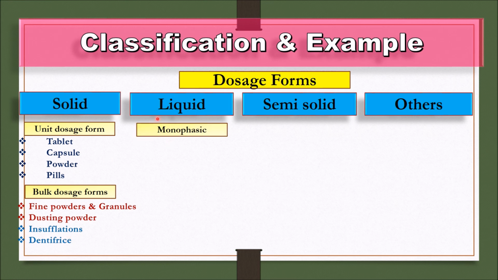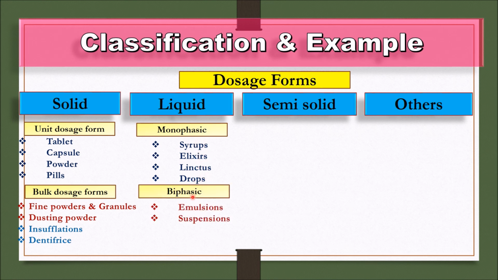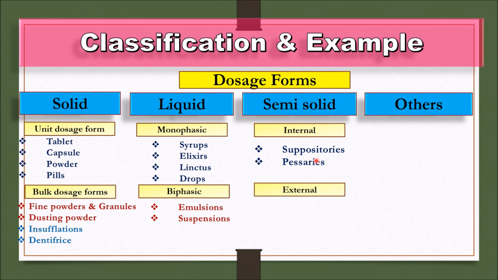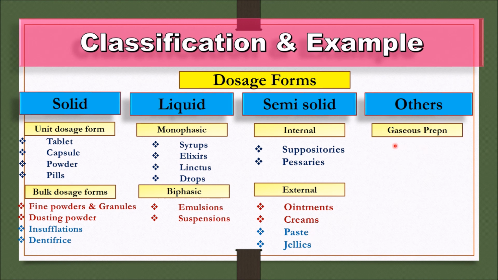In liquid dosage form, we have monophasic liquid dosage forms, in which we have syrups, elixirs, linctus and drops, and in biphasic liquid dosage forms we have emulsions and suspensions. In semi-solid dosage form, we have those meant for internal use, in which we have suppositories and pessaries. For external semi-solid dosage forms we have ointments, creams, pastes and jellies. In the case of others, we have gaseous preparations, in which we have inhalers and aerosols.